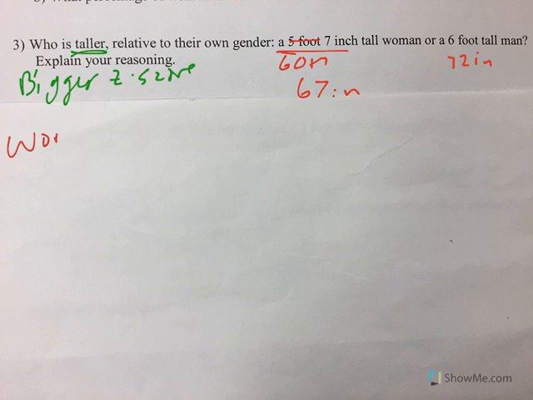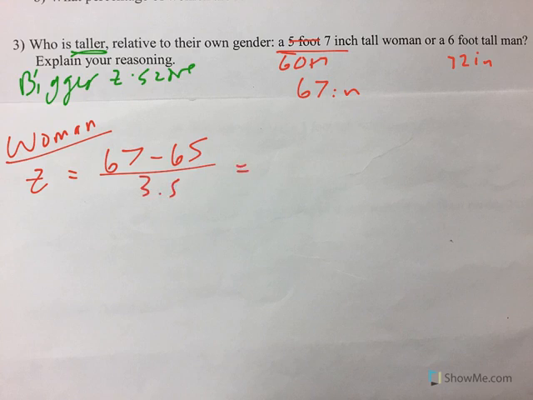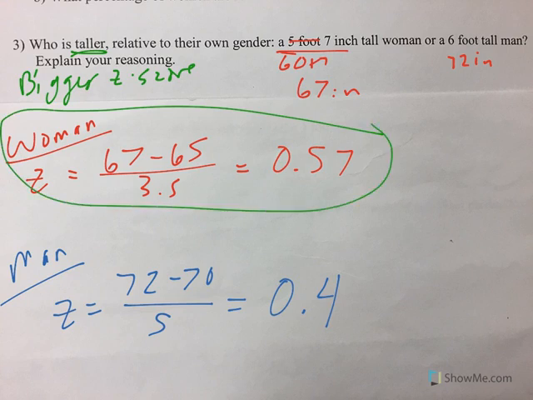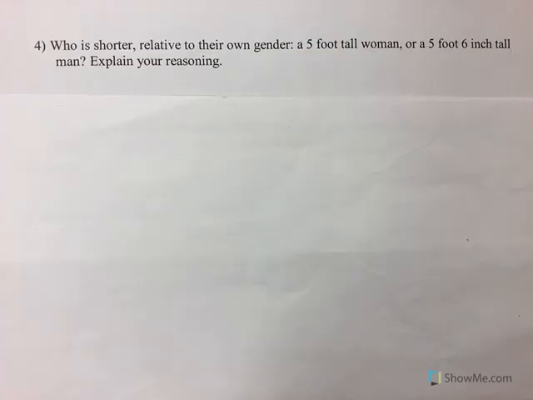Okay, so let's do the woman first. We need a z-score. 67 minus 65 divided by 3.5. That rounds to roughly 0.57. Then if we do the man, z-score, value minus the mean over the standard deviation. Make sure you're using the correct mean and standard deviation for the right gender. And we end up with 0.4. So since the woman has the higher z-score, she is more standard deviations above the mean, which means she is taller relative to her own gender.